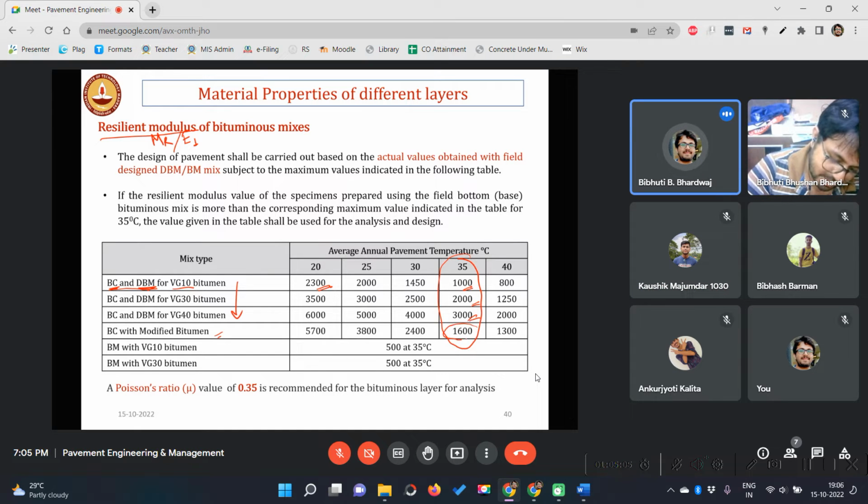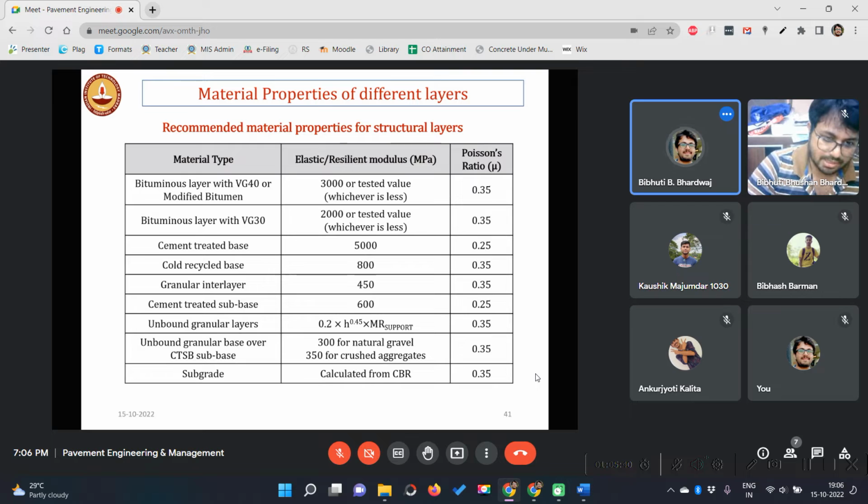For modified bitumen it is lesser because we provide some kind of flexibility. How can I explain? The rigidity is now not there. It is more flexible in nature. So that's why these values are reducing. Anyway, Poisson's ratio is again 0.35. So ultimately, to sum up, this is the table.